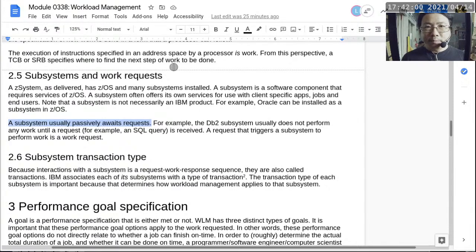DB2 is the same way. Now, DB2 does not directly interact with an end user. What it does interact with are jobs or apps that send what we call SQL queries. SQL stands for... I keep forgetting what the S is representing. Is it Structured Query Language?